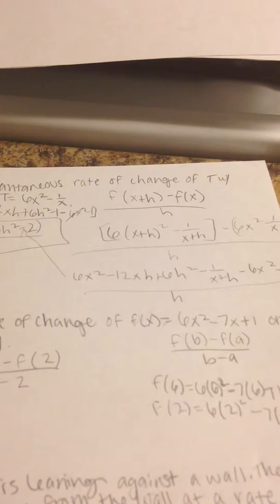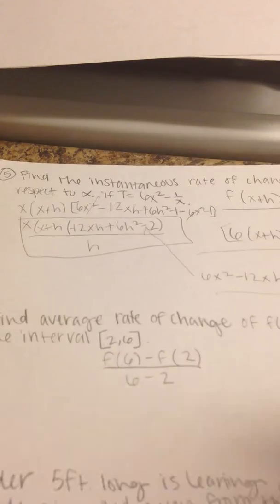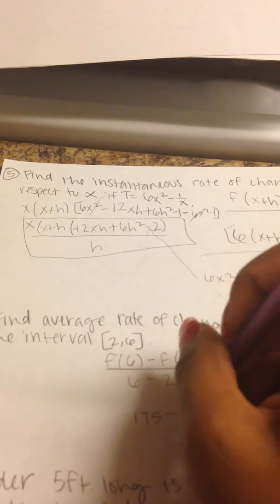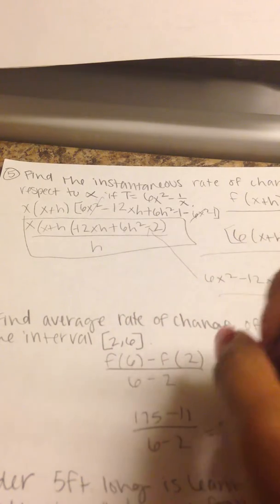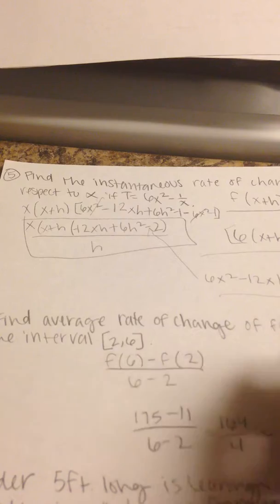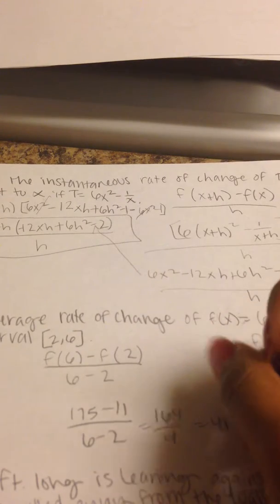And then I would just solve 175 minus 11 over 6 minus 2 equals 164 over 4 equals 41.